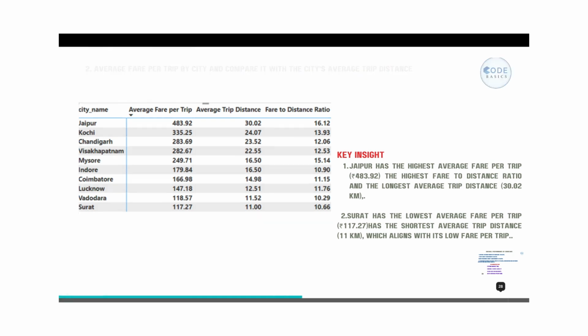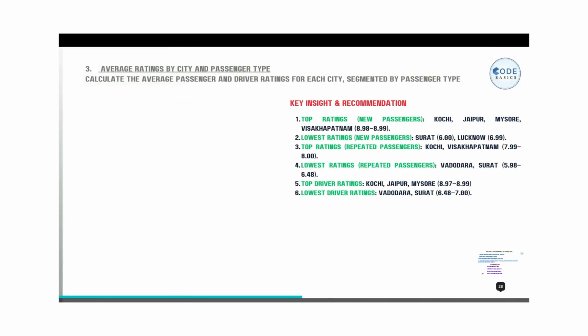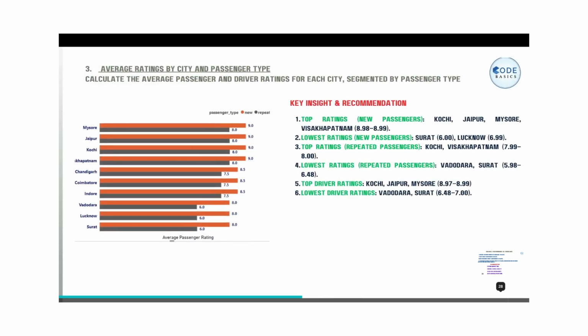Third question is average ratings by city and passenger type. Top ratings from new passengers: Kochi, Jaipur, Mysore, Visakhapatnam. Lowest ratings from new passengers: Surat, Lucknow. Top ratings from repeat passengers are from the cities Kochi and Visakhapatnam. Lowest ratings from repeat passengers are from cities like Vadodara and Surat. Top driver ratings are from Kochi, Jaipur, and Mysore, and the lowest driver ratings are from Vadodara and Surat.